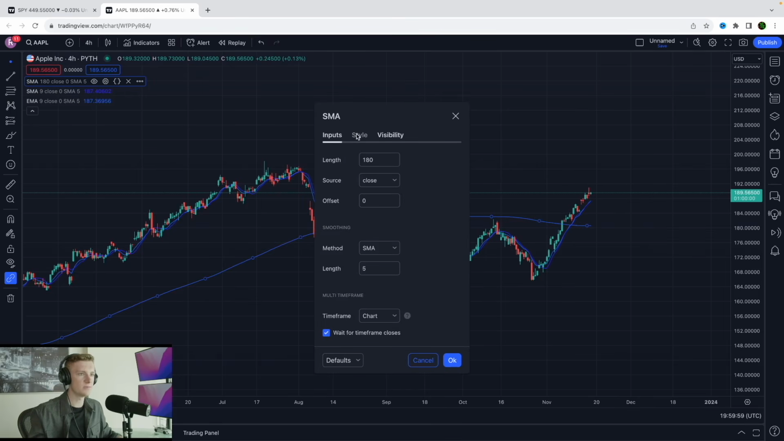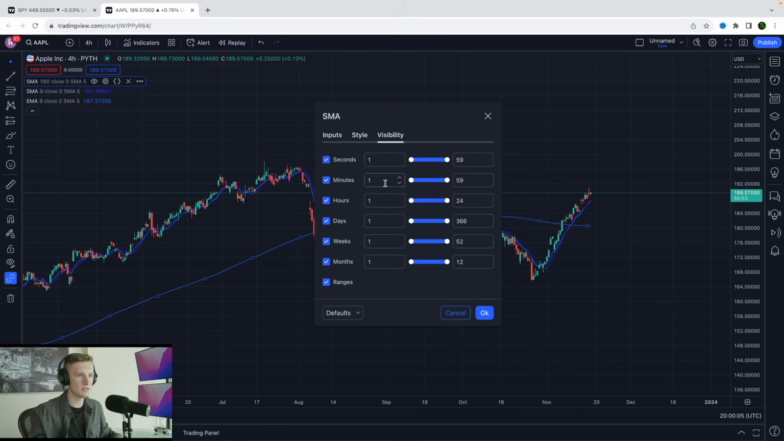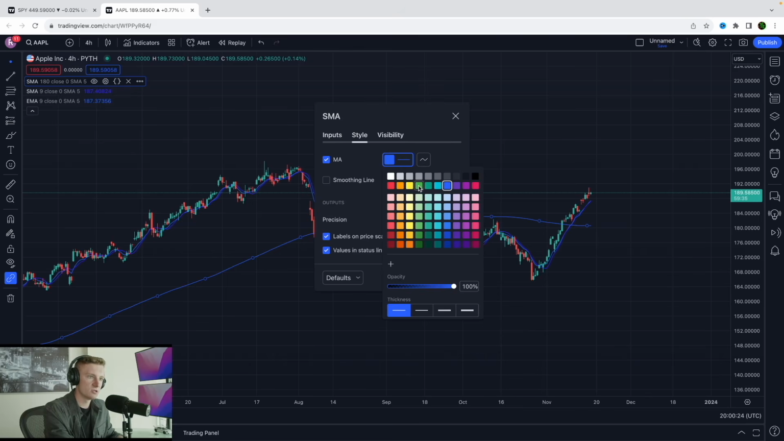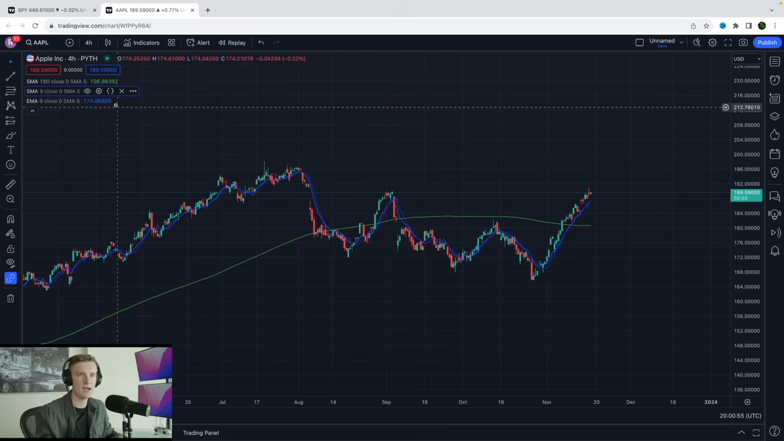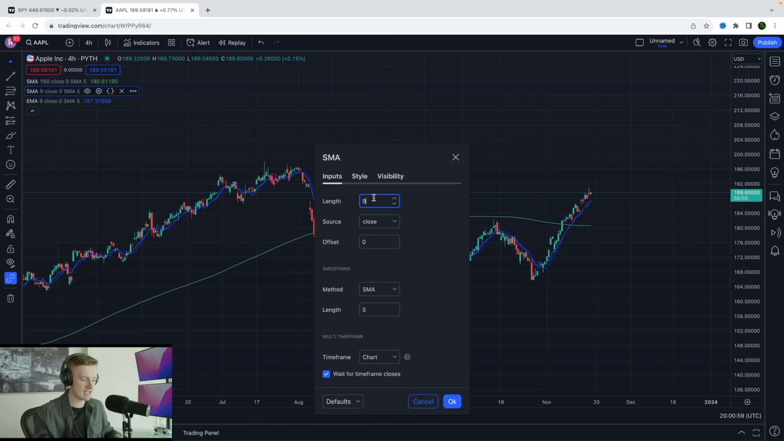So one of them we want to be 180. It's going to be a moving average. That is good. Okay, good. Visibility, good. Now let's go to style and change the color to green. Okay, again, I want this to be as similar to my ThinkorSwim as possible. And now head over to the next SMA. This is going to be the 50-day SMA.